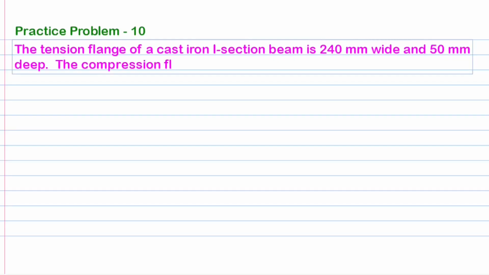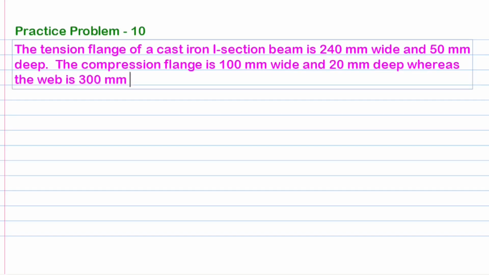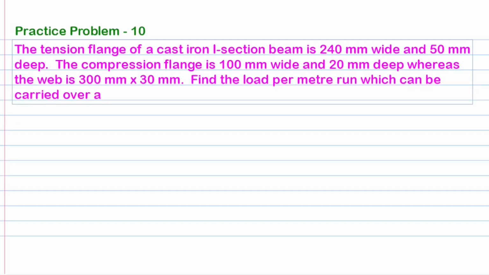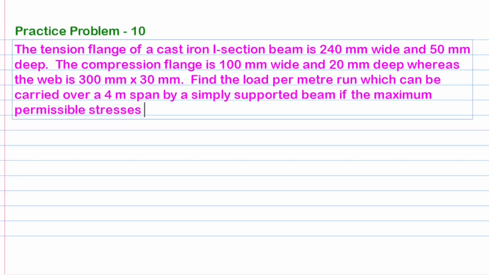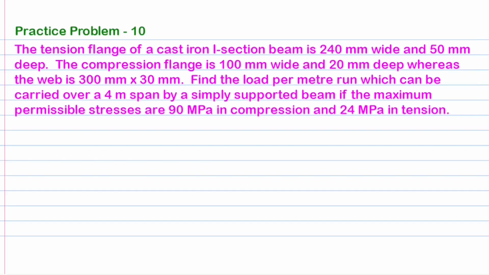Now, we continue with the final practice problem on bending stresses in beams. The problem statement is given as: the tension flange of a cast iron I section beam is 240 mm wide and 50 mm deep. The compression flange is 100 mm wide and 20 mm deep, whereas the web is 300 mm by 30 mm. Find the load per meter run which can be carried over a 4 meter span by a simply supported beam if the maximum permissible stresses are 90 megapascals in compression and 24 megapascals in tension.